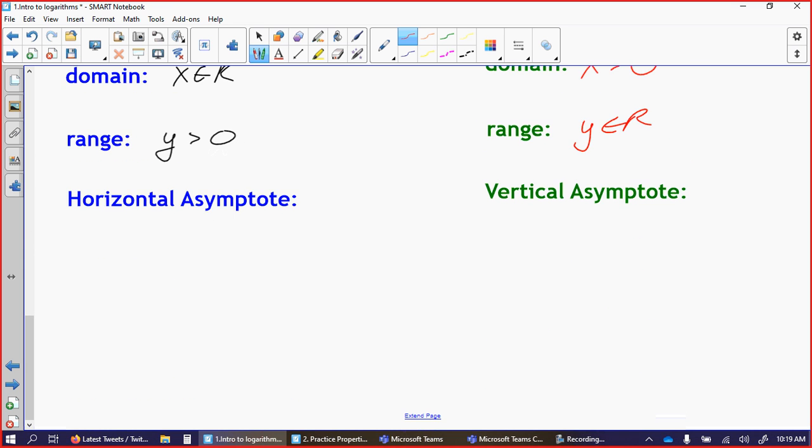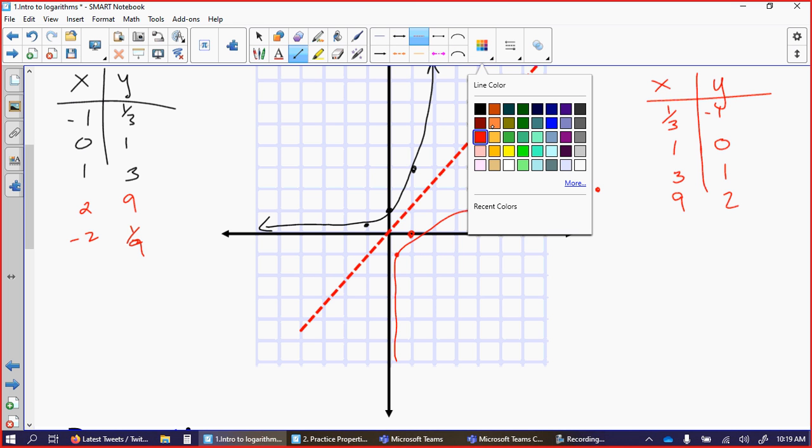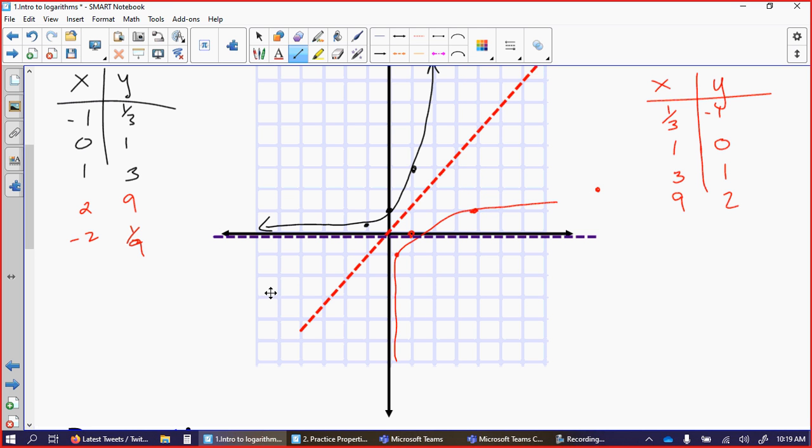This one has a horizontal asymptote at y equals 0. Oh, I picked a poor color. Now I've got to use a different color. So for the black line, we have that as our horizontal asymptote. For the log one, well, let me get rid of, I guess I can't.